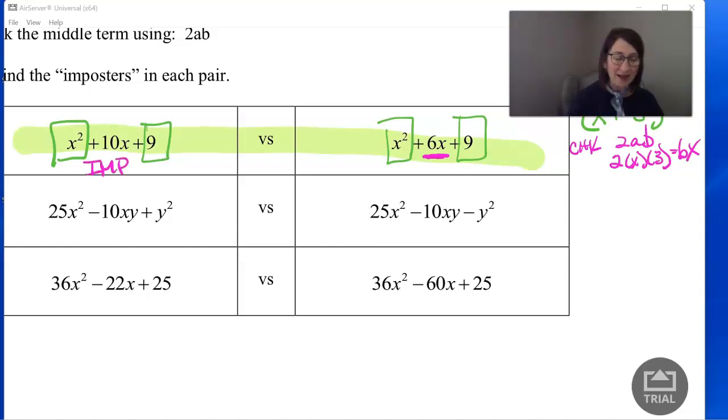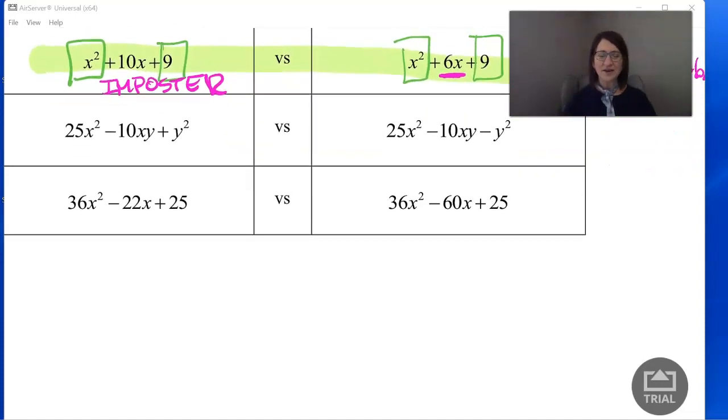This one on the left is the imposter. It's still a good trinomial. I don't want to make it feel bad. It's just not a perfect square trinomial. All right, let's look at this next one.